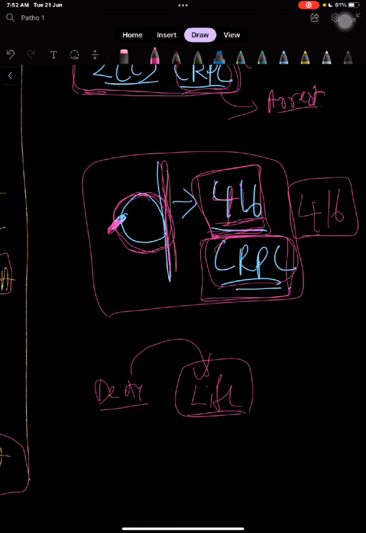These are a very few number of acts and penal codes. I'm going to be elaborating a lot more about them in future videos.